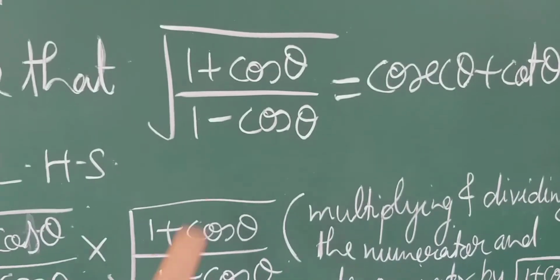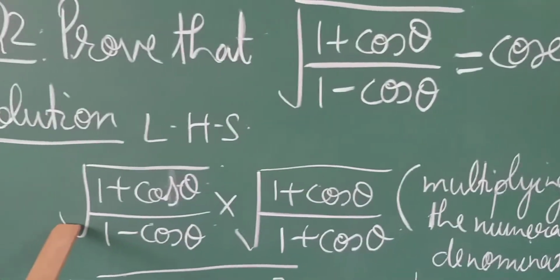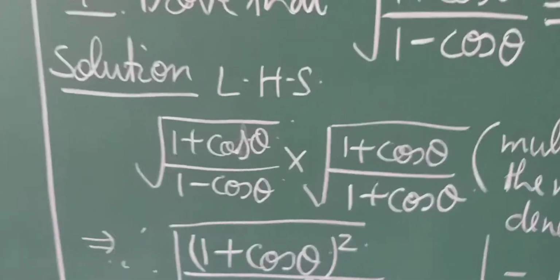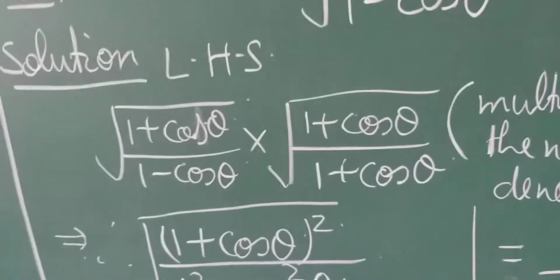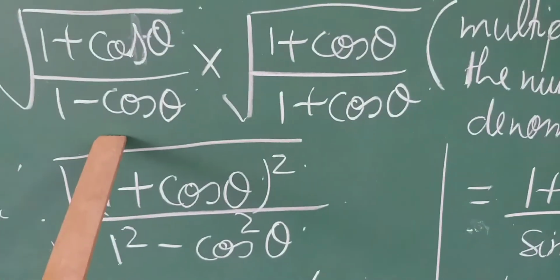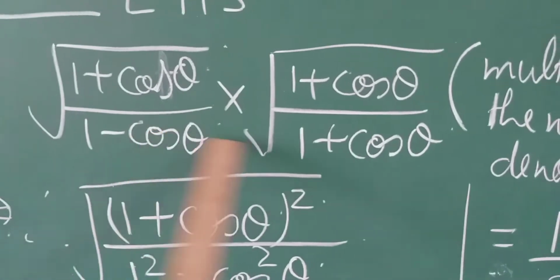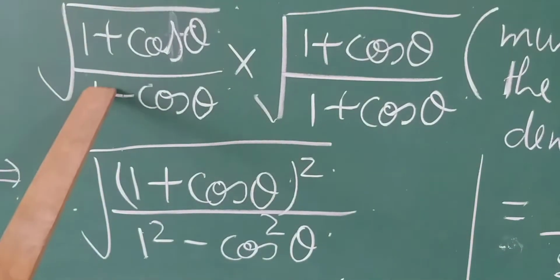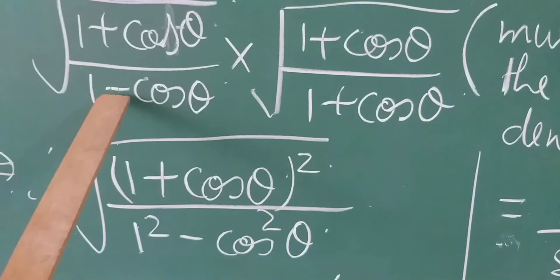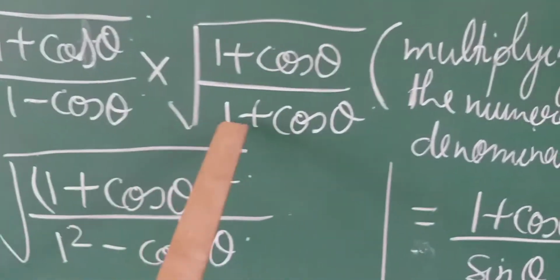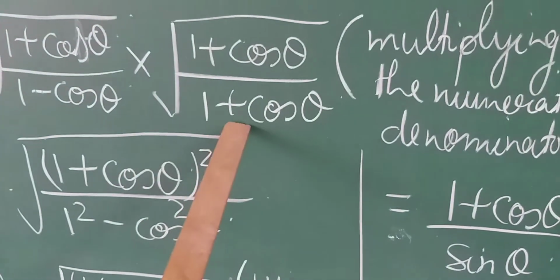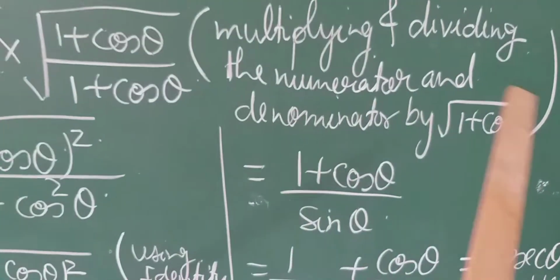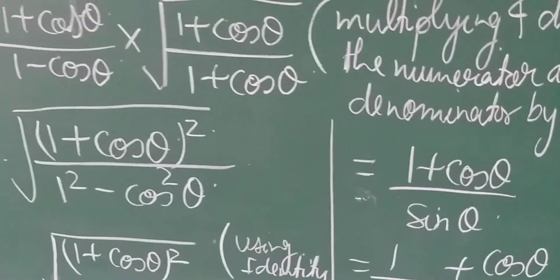Okay, so we are going to take LHS. LHS is root of 1 plus cos theta upon 1 minus cos theta. The radical sign is there, students. To remove the radical sign, we are going to multiply numerator and denominator by 1 plus cos theta. We have to change the sign of the denominator part. Okay, so this is the minus. So we are going to multiply and divide numerator and denominator by root 1 plus cos theta.